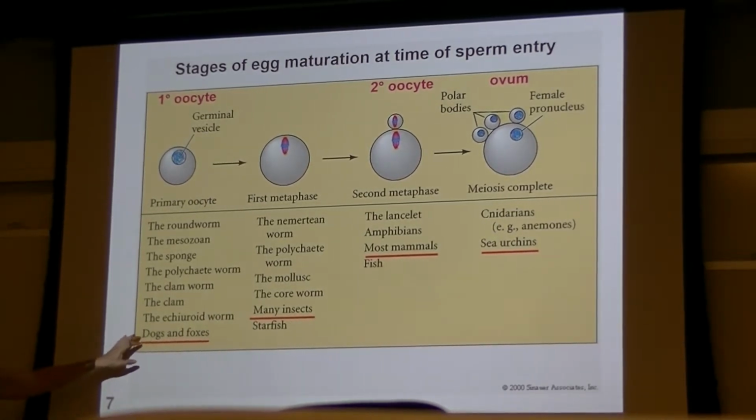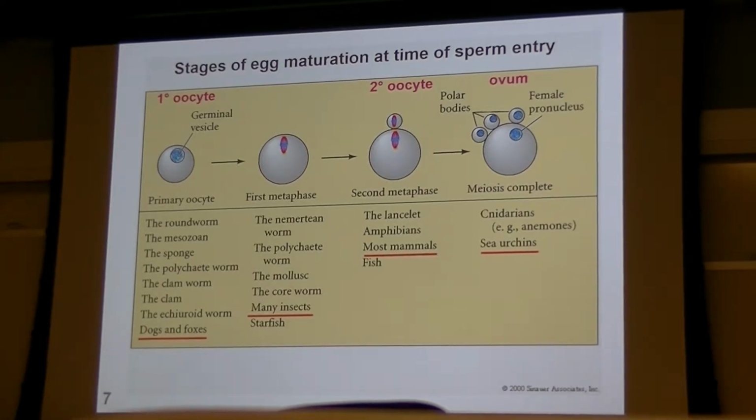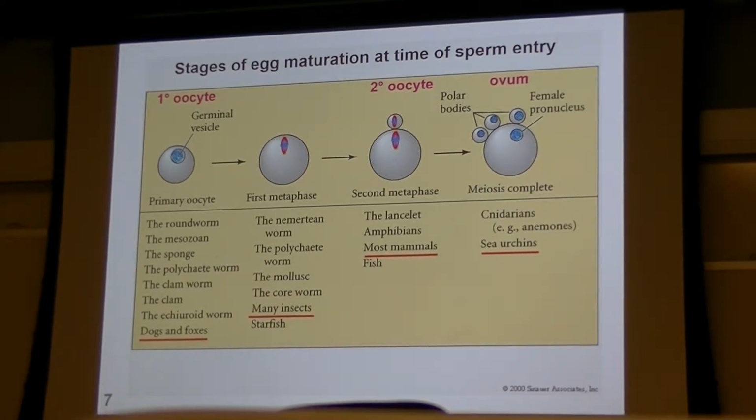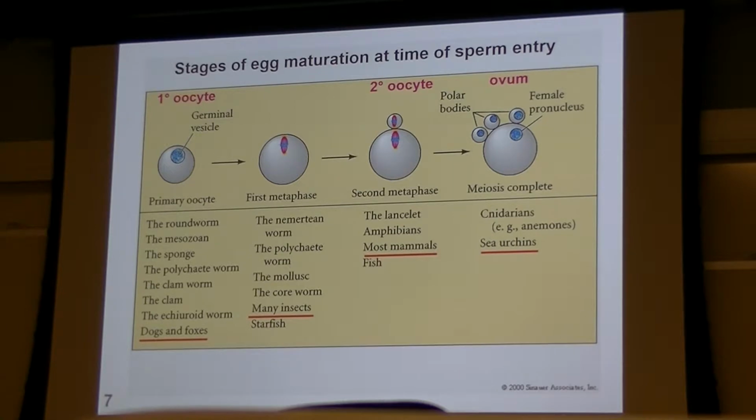Dogs and foxes, their sperm actually fertilize at a much earlier stage in oogenesis. Now, you still have to go through meiosis and kick out the polar bodies before you finally get fusion of a female and a male pronucleus, but the timing of this is just earlier in development.